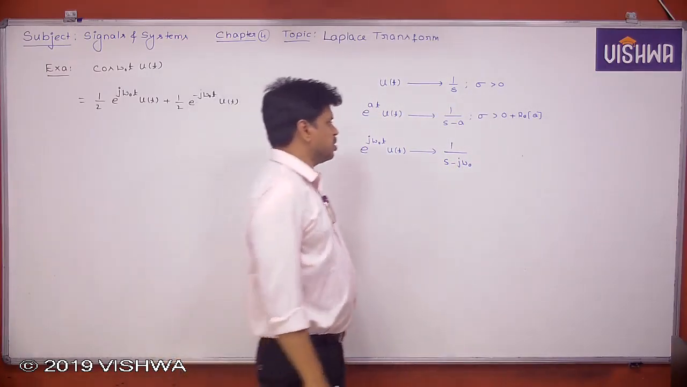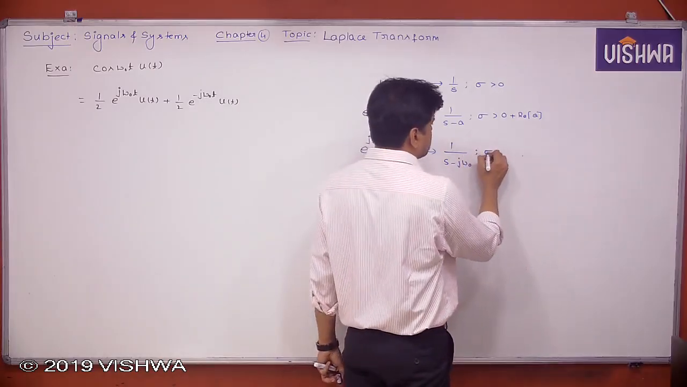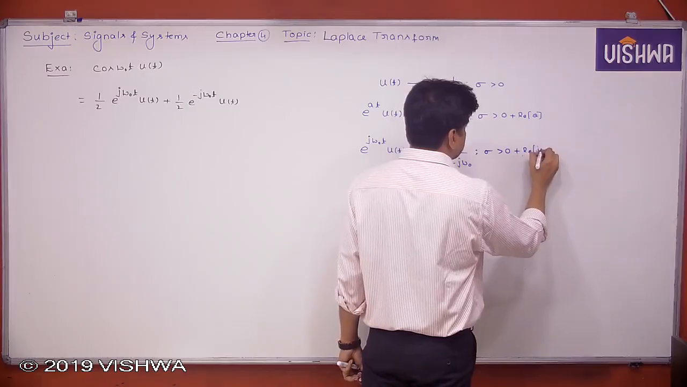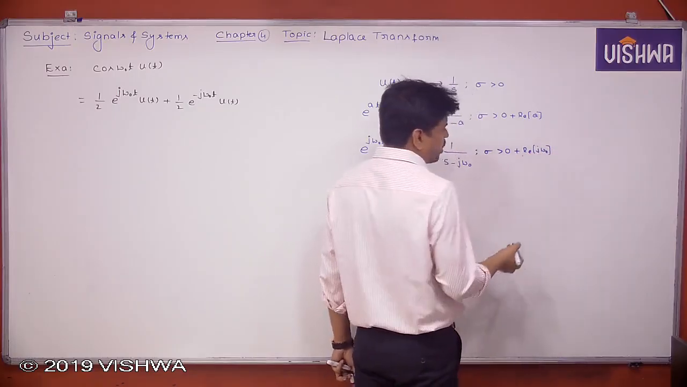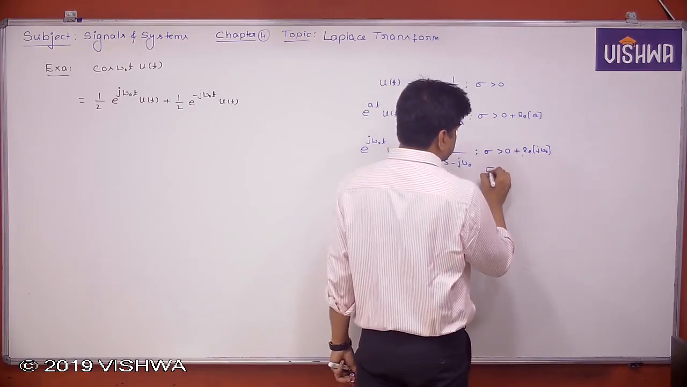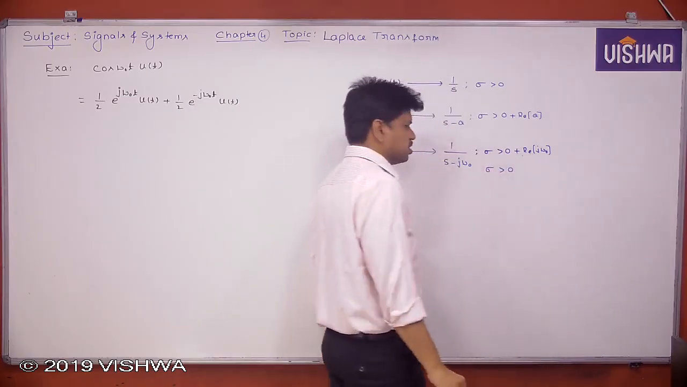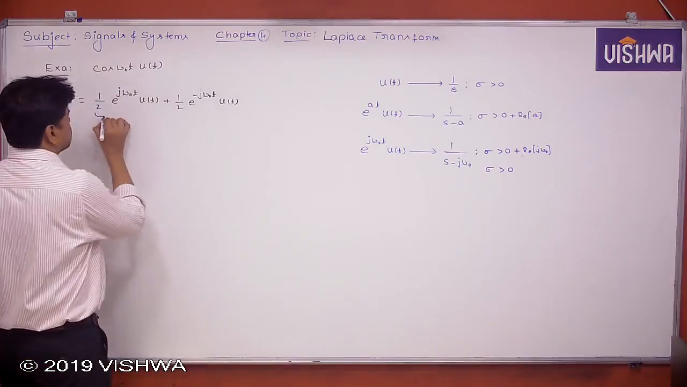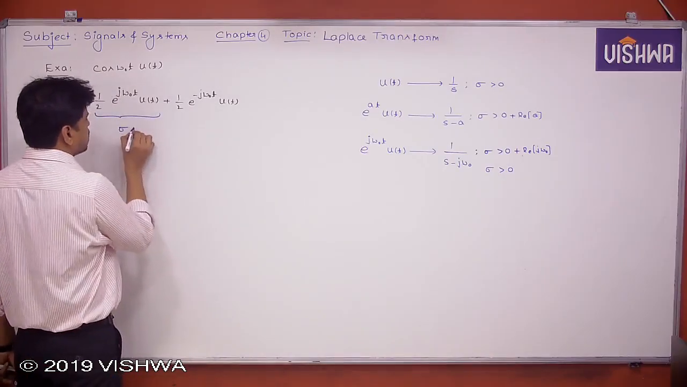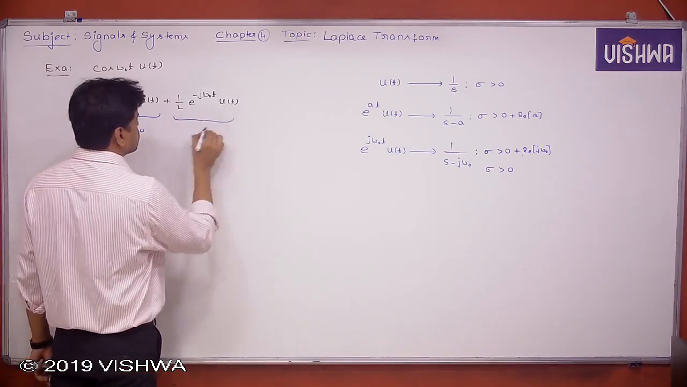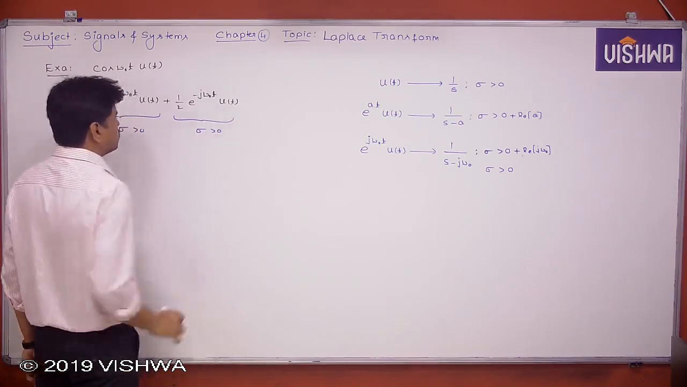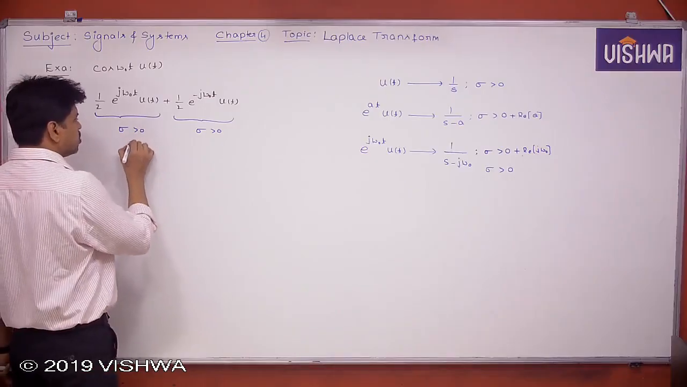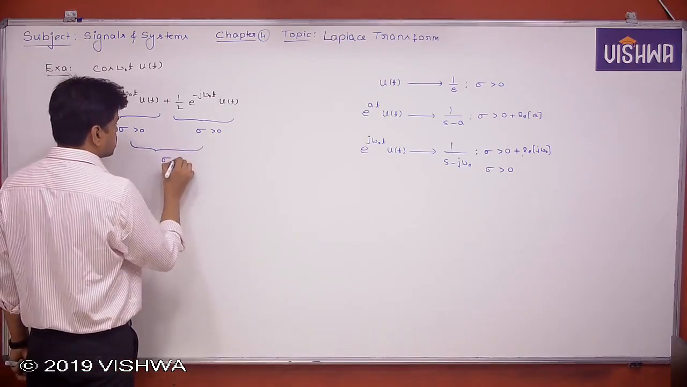And sigma greater than 0 plus real part of j omega naught. What is the real part of j omega naught? That is 0. So again sigma greater than 0 only. For this one, still sigma greater than 0. For this one also sigma greater than 0 only. So what is the common ROC? Sigma greater than 0. So the common ROC is sigma greater than 0.